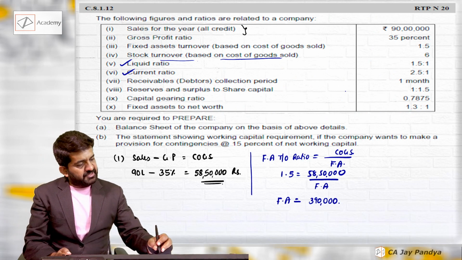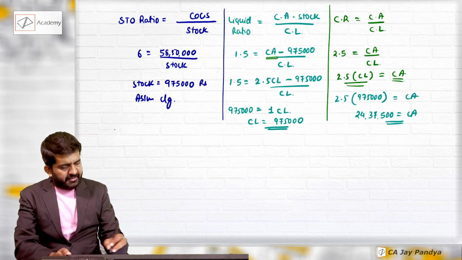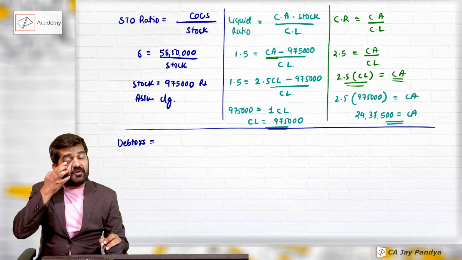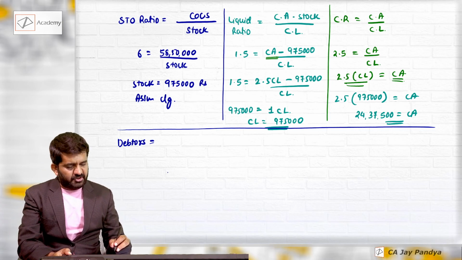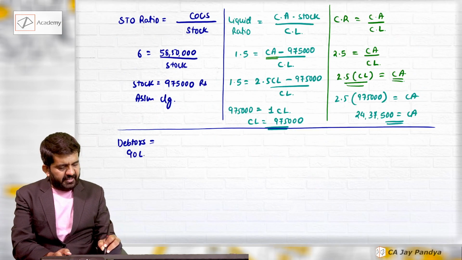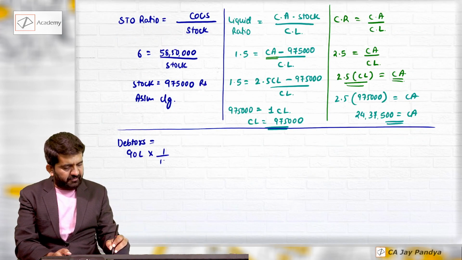Receivables. A debtors collection period is 1 month. We can find out easily debtors. Now here we are not finding out working capital requirement. So debtors will be taken at selling price. We need to solve the balance sheet, which will be 90 lakhs multiplied by debtors period of 1 month into 1 divided by 12.